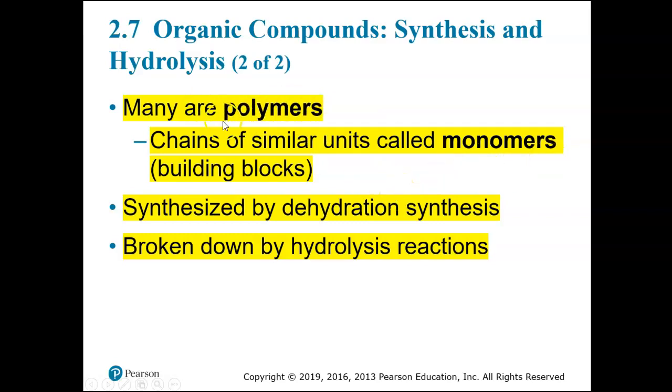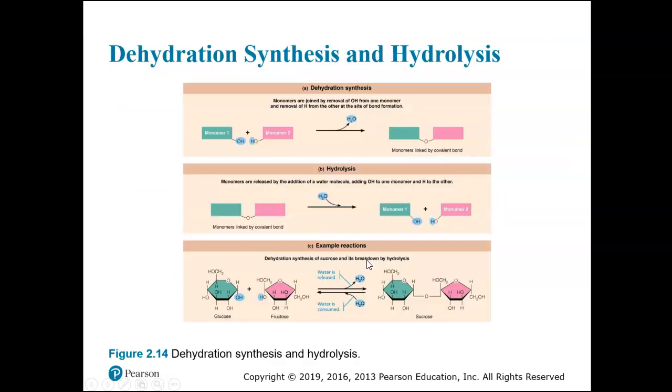For example, one of our polymers is a protein, and the monomers or building blocks of proteins are amino acids. When polymers are synthesized, that type of chemical reaction is a dehydration synthesis. And when polymers are broken down, it is hydrolysis.